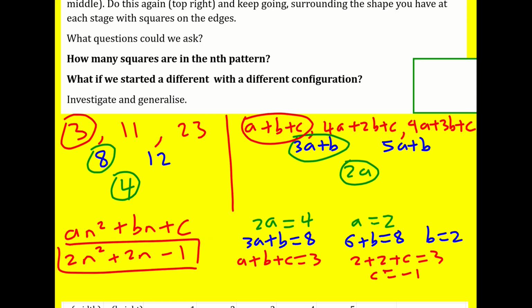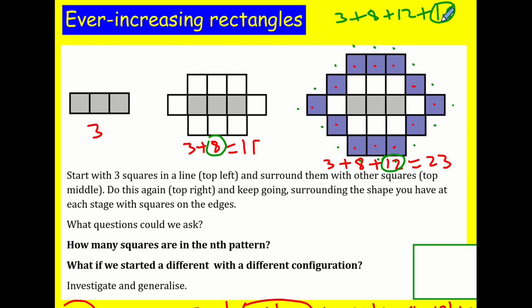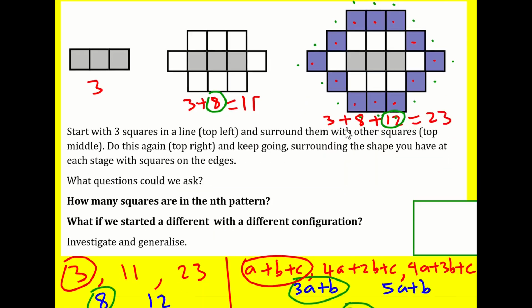We can check that for maybe the fourth pattern to see if it works. So when n is 4, we're going to get 4 squared, 16, times 2, 32, plus 8, 40, minus 1, 39. And if I was to add 16 on to 23, I would indeed get 39.